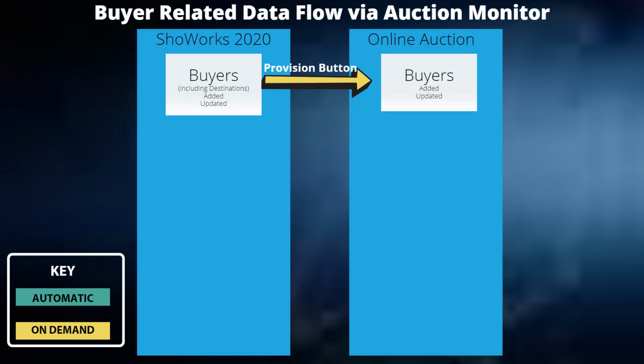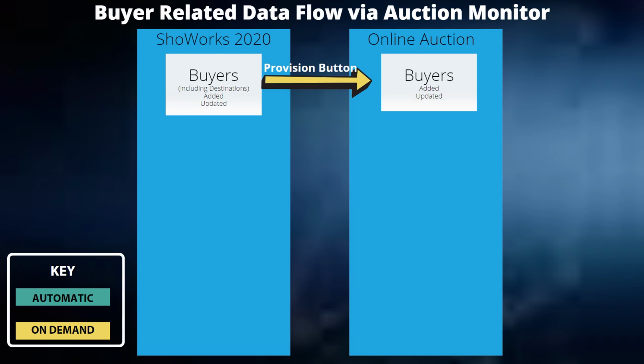Jumping right into some of the things that flow through Auction Monitor, we're going to cover buyer-related data, things that move over to the online auction from ShoWorks 2020 via the provision button. So this means that you put all this information into your fair file and you are ready to push that over to your online site. Maybe you have a buyer list from last year that you want to go ahead and update online. That will come over with the provision button.